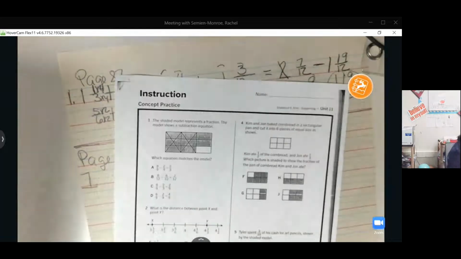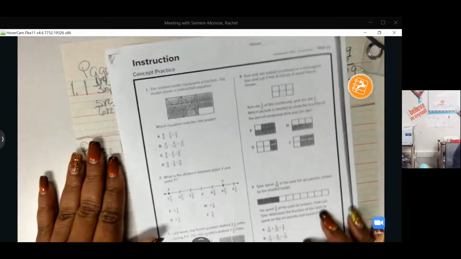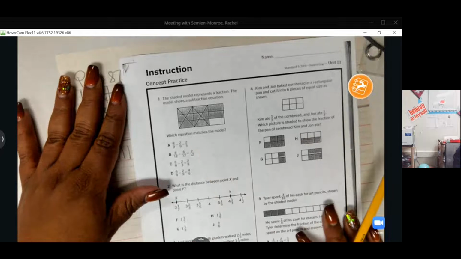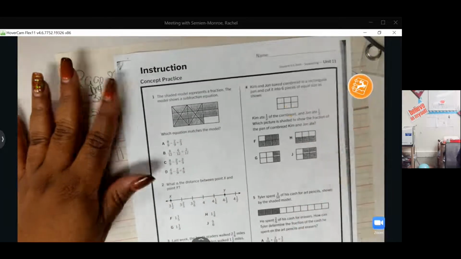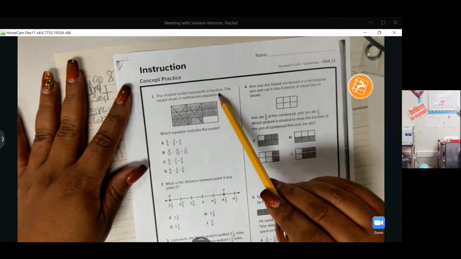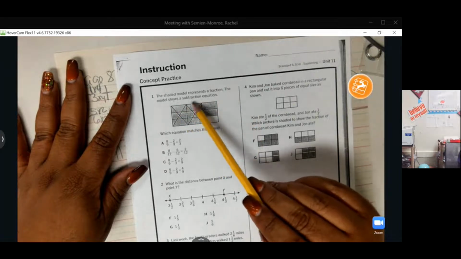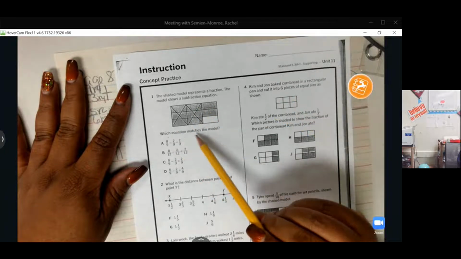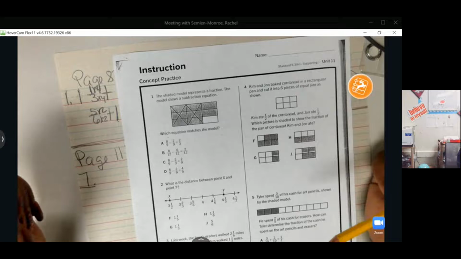We have one more page, and then I'm going to let you guys enjoy your day. We are now on page 112. And we're going to do this problem, and then I promise I'm going to let you go. It says, the shadow model represents a fraction. The model shows a subtraction equation. Which equation matches the model?